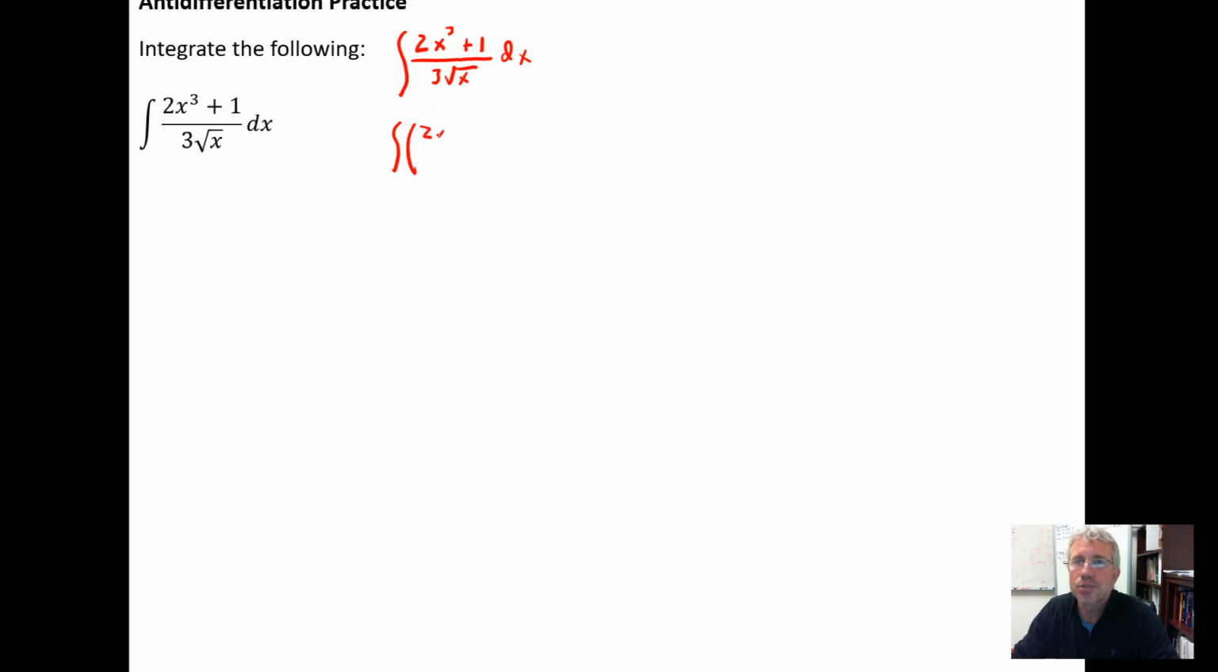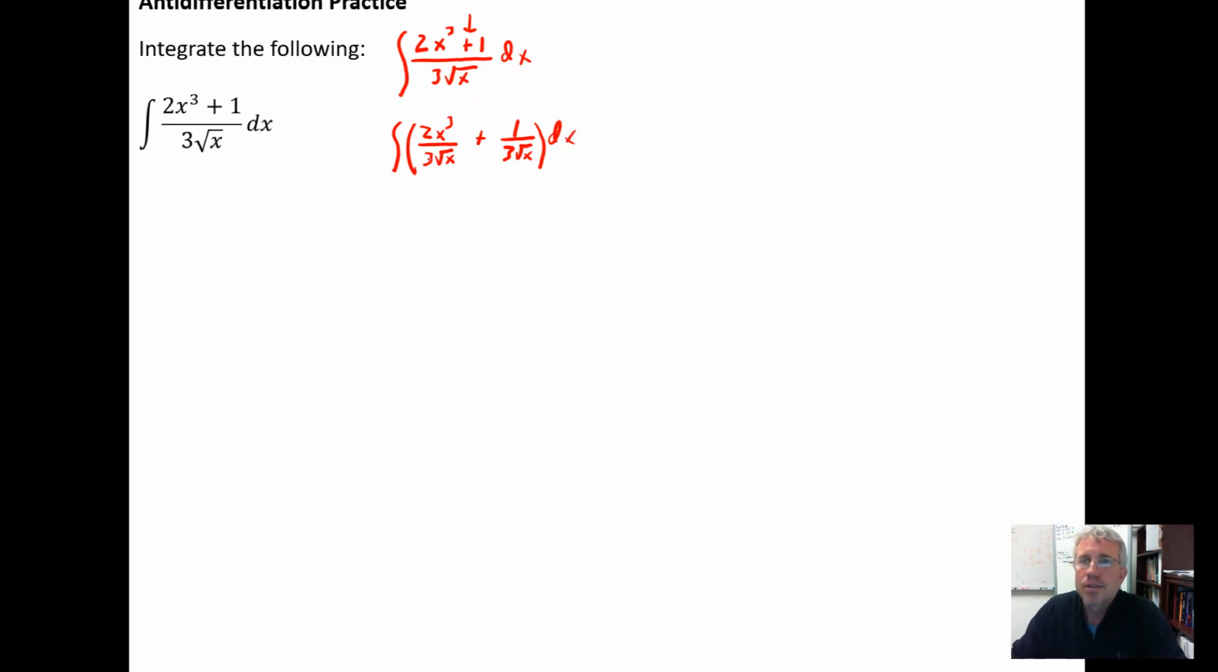So I can rewrite this as 2x cubed over 3 times the square root of x plus the other function in the numerator is a 1, and I can write 1 over the common denominator of 3 times the square root of x. So we just take advantage of using a common denominator to break it up into two fractions. So it needs to be the first term over the entire fraction plus the second term over the entire denominator, I should have said.